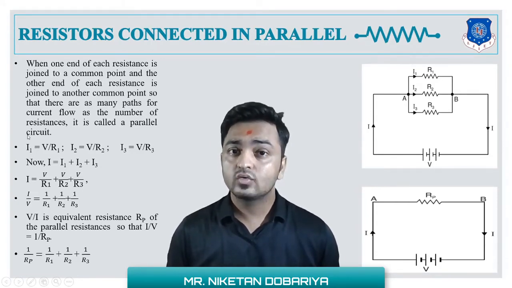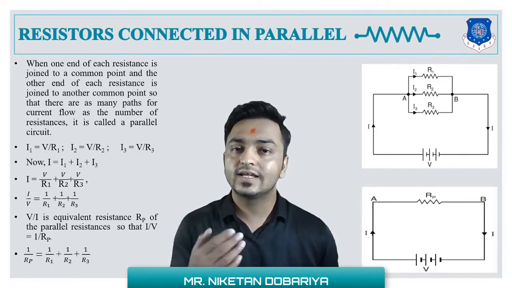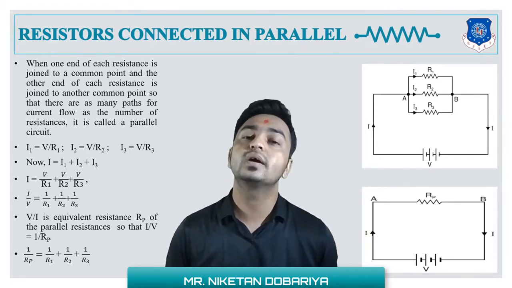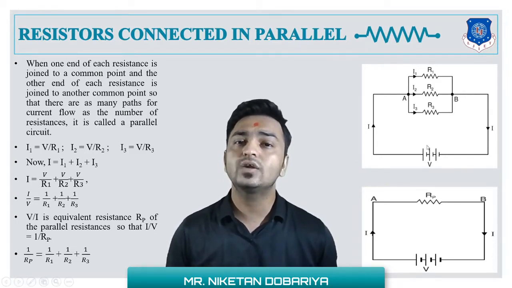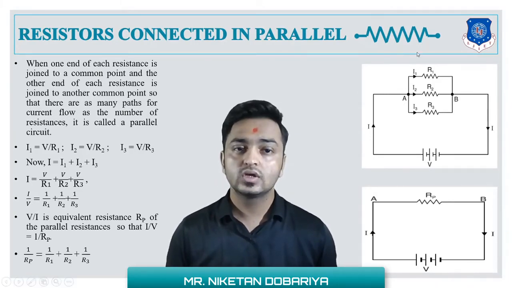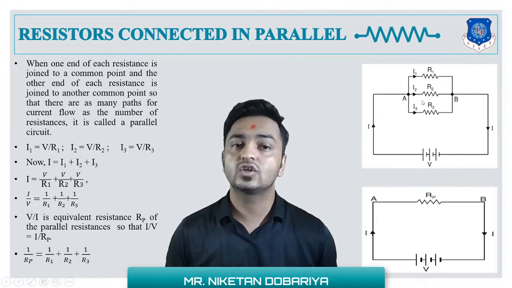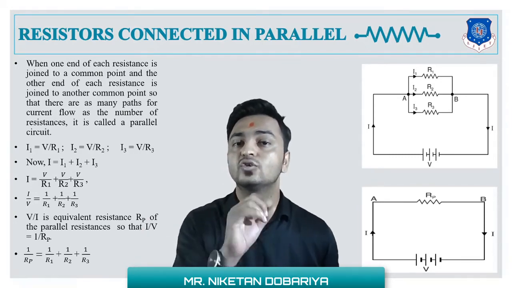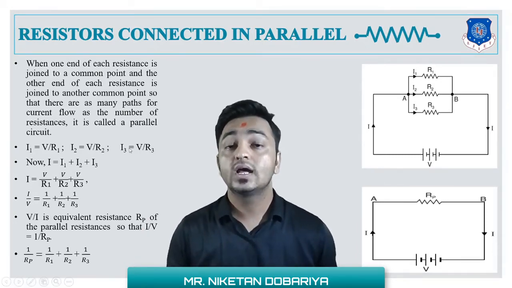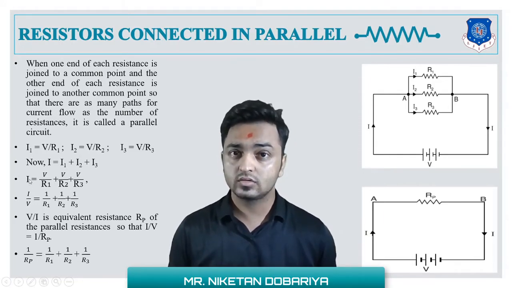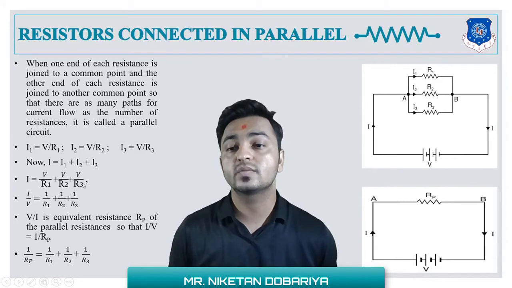according to Ohm's law, we can write the equations for I1, I2, I3: I1 is equal to V by R1, similarly I2 is equal to V by R2, and I3 is equal to V by R3. And if we apply KCL here, the total current is equal to the summation of all the branch currents at node A. That means the summation of all incoming current is equal to the summation of all outgoing current, so I is equal to I1 plus I2 plus I3. If you put in the values of I1, I2, I3, the total I is V by R1 plus V by R2 plus V by R3, which is mentioned in this equation.